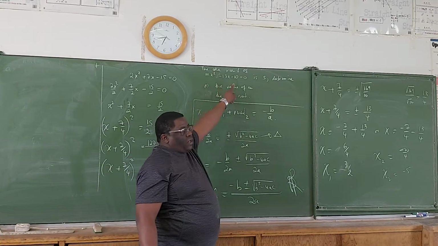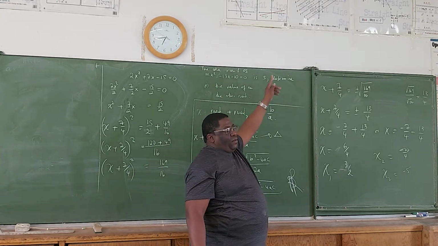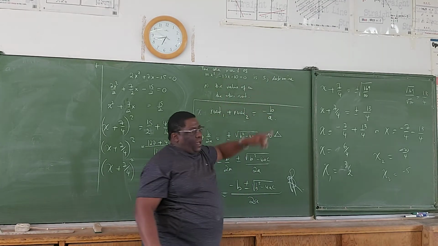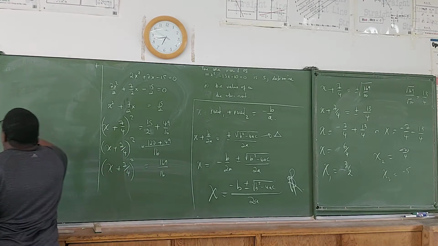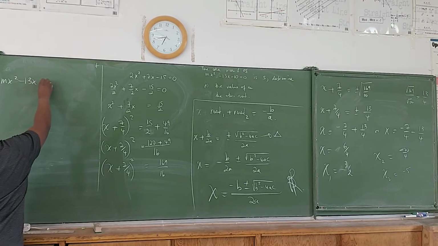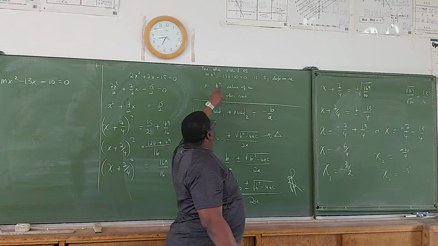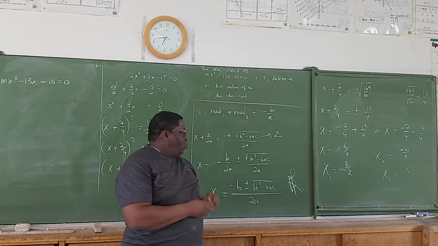mx squared minus 13x minus 10 is equal to 0. One of the solutions is equal to 5. First, find the value of m. A question like that, you calculate simply by substituting this 5 everywhere for x, because solutions too, look here.